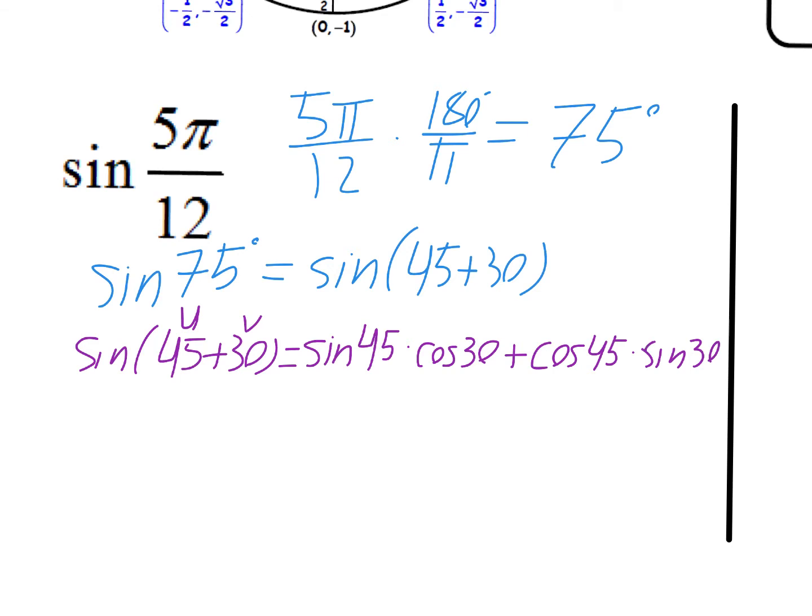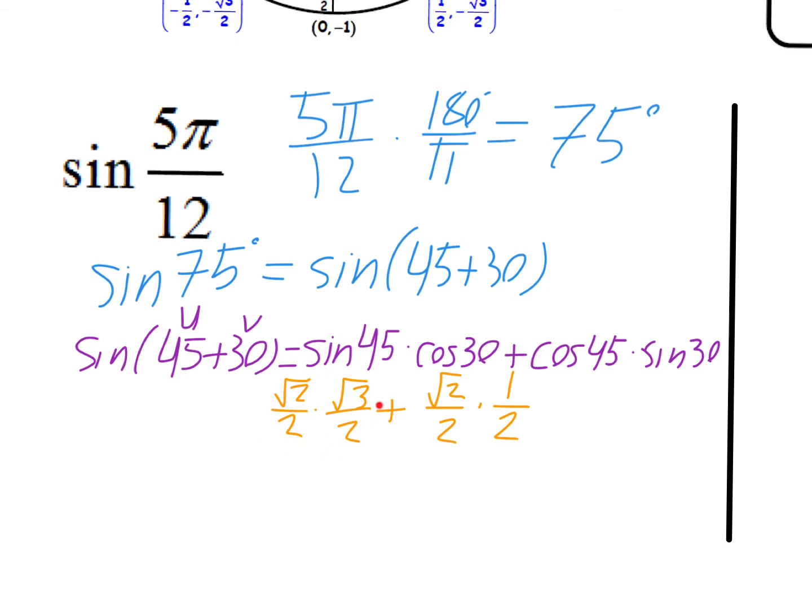At this point, we head over to our unit circle, find our corresponding values, and plug them in. The sine of 45, that's square root of 2 over 2. The cosine of 30 is the square root of 3 over 2. I'm going to add that to the cosine of 45, which is the square root of 2 over 2, which is going to be multiplied by the sine of 30, which is 1/2. Now it's just fractional multiplication.